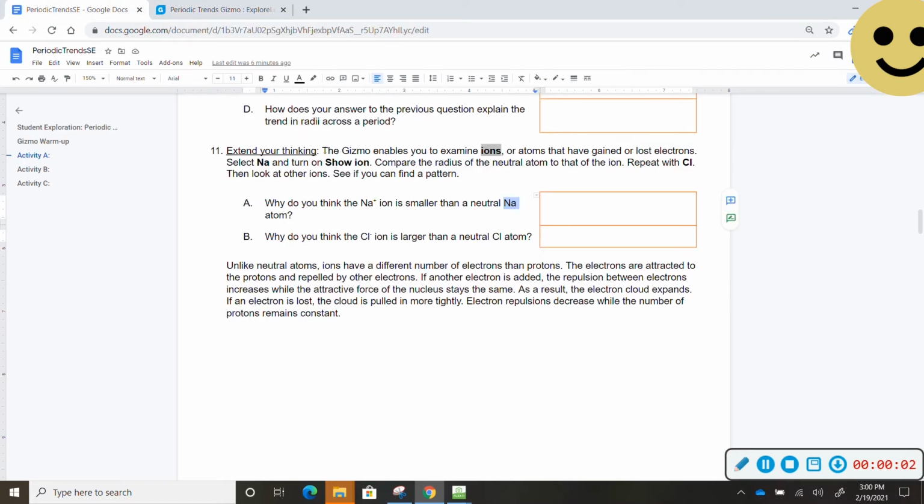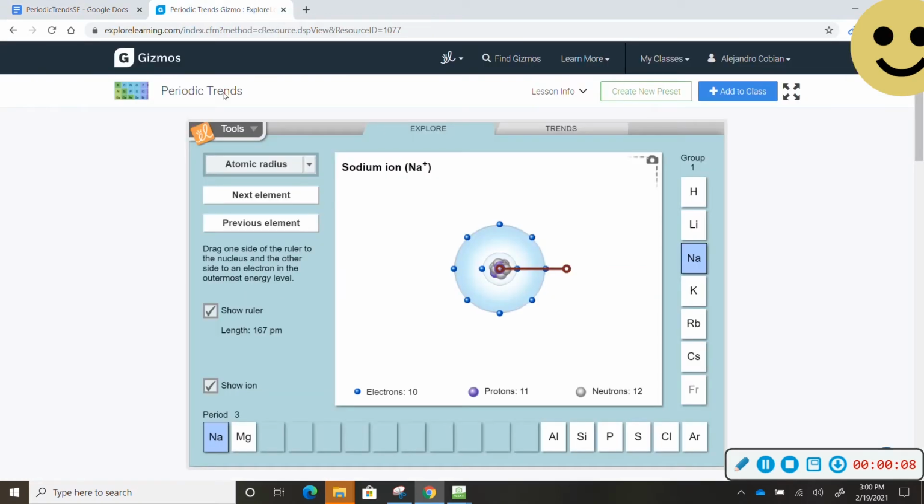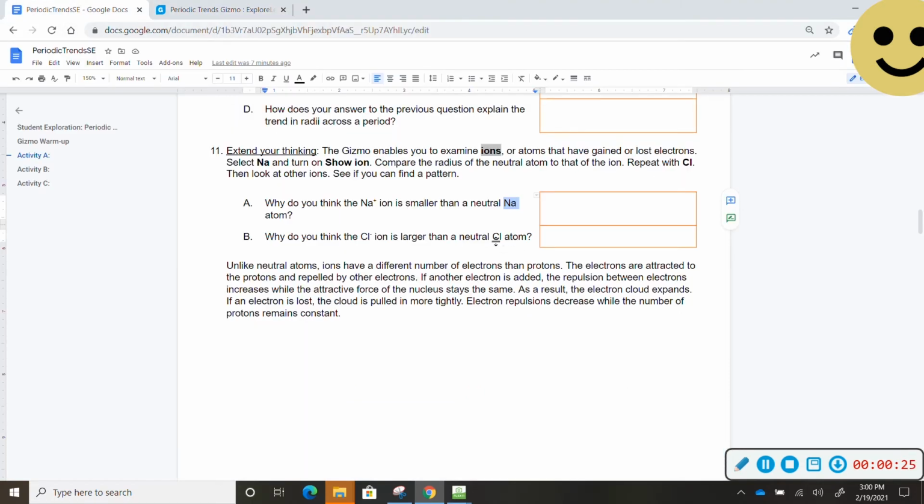Now focusing on what happens to an element if we gain or lose an electron, specifically by selecting an icon that says show ion. We're going to either show ion and then remove it to see what the difference is. So we go from sodium to sodium ion, which is Na+, and try to see what the difference is, specifically with the electron. Then you're going to do the same thing with chlorine to form a chloride ion.